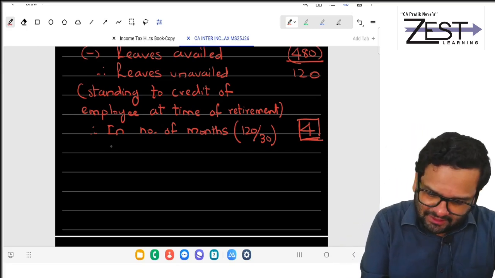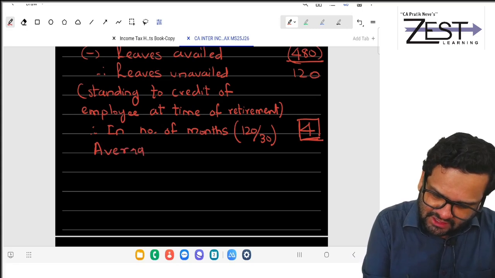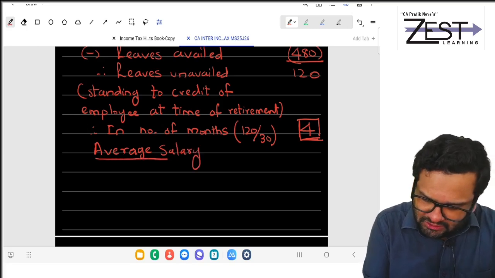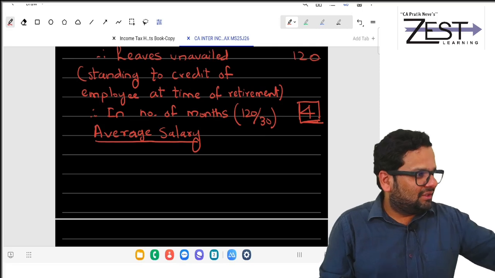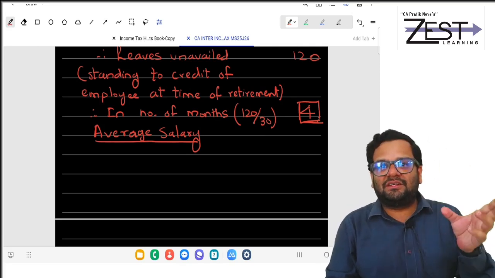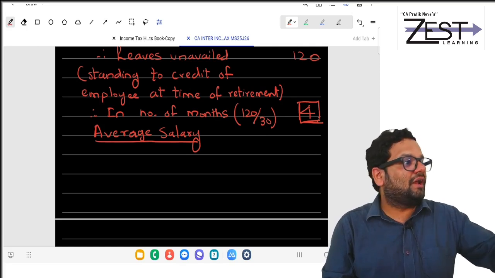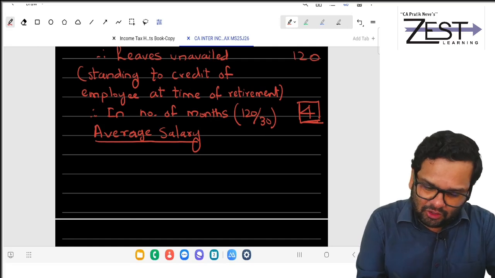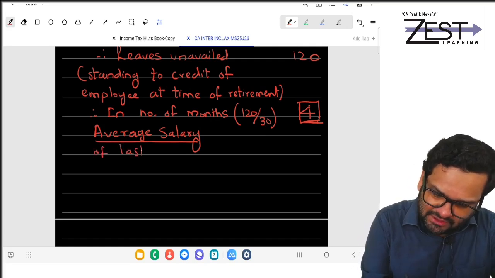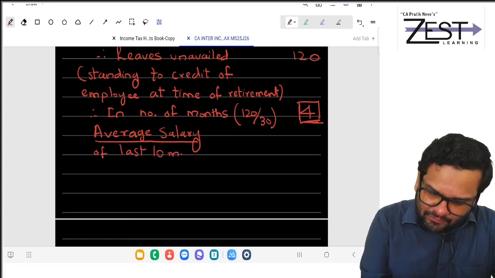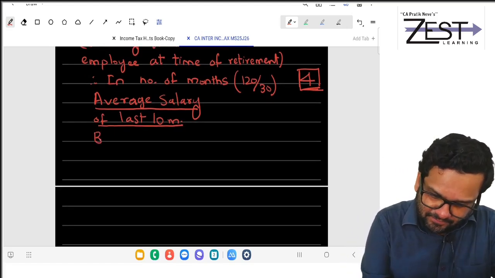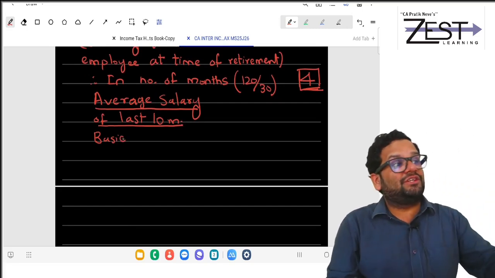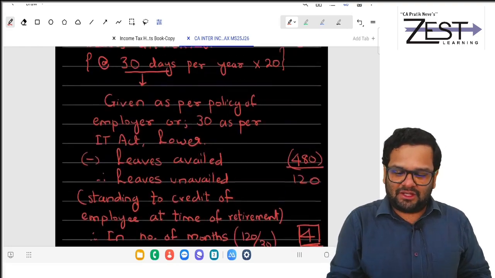Okay. So right, next line, average salary. Getting the average salary is going to solve all the things in this question, because it is required in this first point also, and it is required in the second point also, because the second is 10 into the average salary of the last 10 months. Now I want the average salary of the last 10 months. For that, I should get the total of the last 10 months. What is basic? But 5,000 happened from which date?